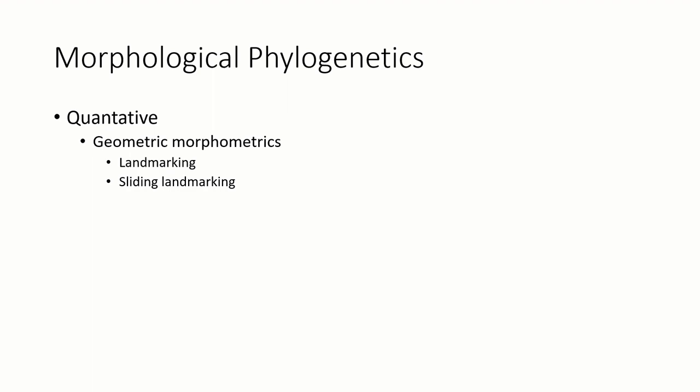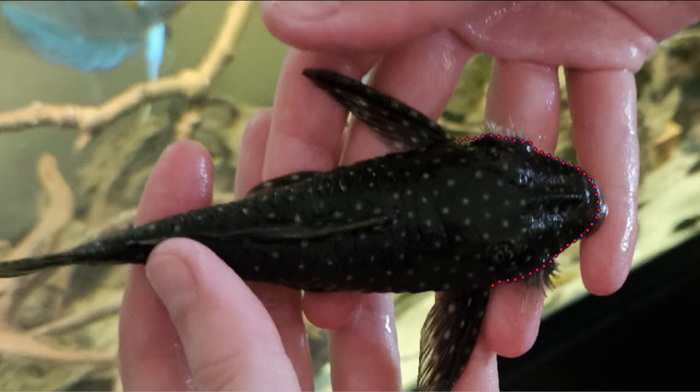The next is sliding landmarks. I'm just editing this back now with a better example of sliding landmarks. So this is Lasiancistrus.